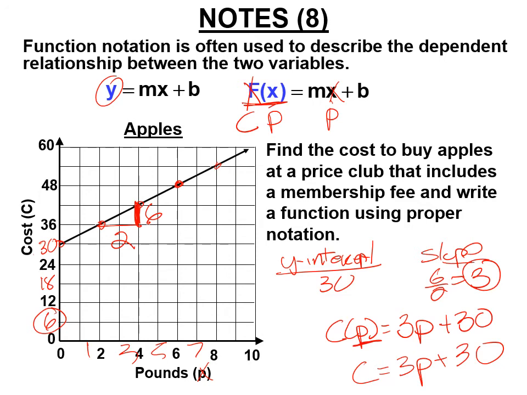What this says is the cost is a function of the number of pounds you bought. And you read that as C of P. So if you're asked for function notation, that's really the part you're adding. Instead of just saying C equals 3P plus 30, it's C of P equals 3P plus 30. Those are the same thing, though. They're not mathematically different. And this is not multiplication. This is saying that the cost is a function of, is related to, the number of pounds you bought.